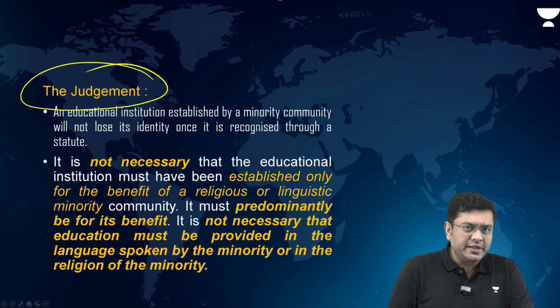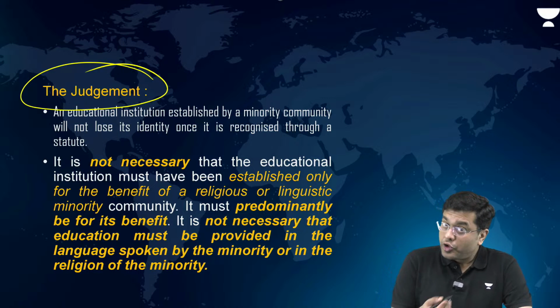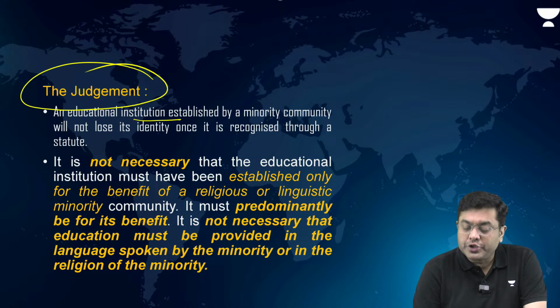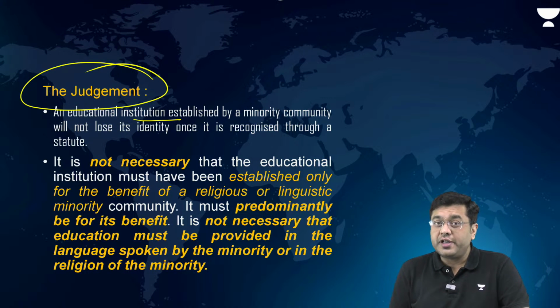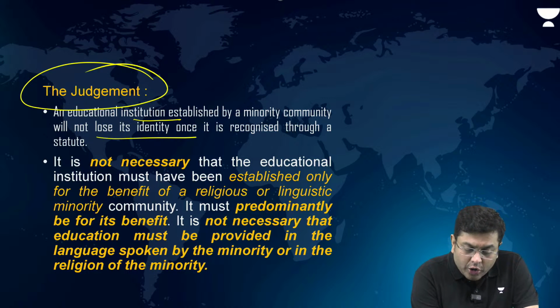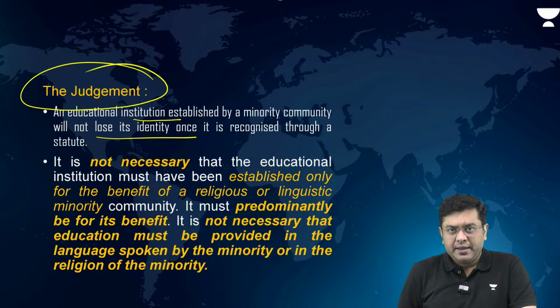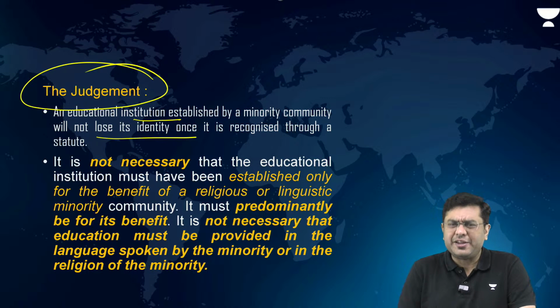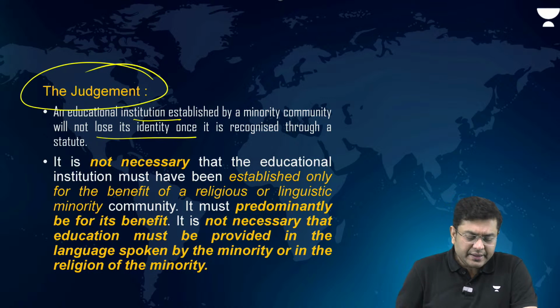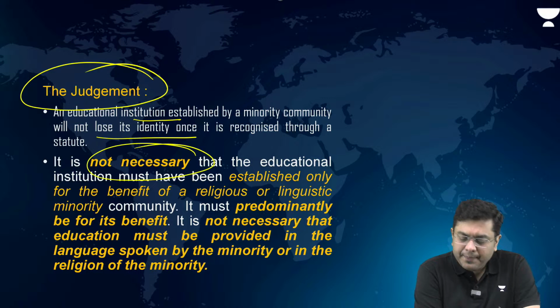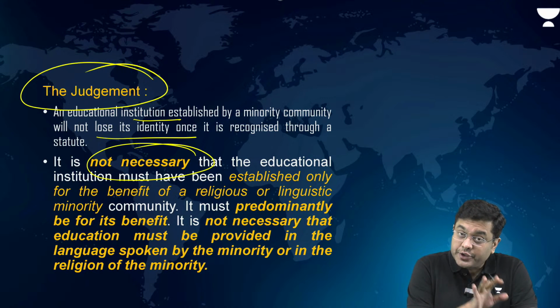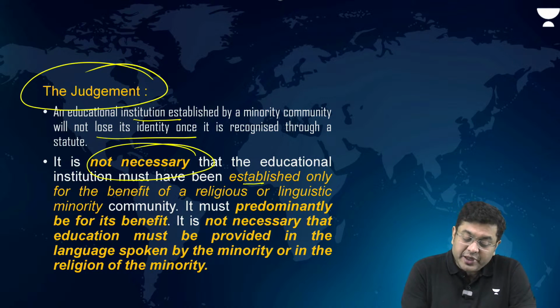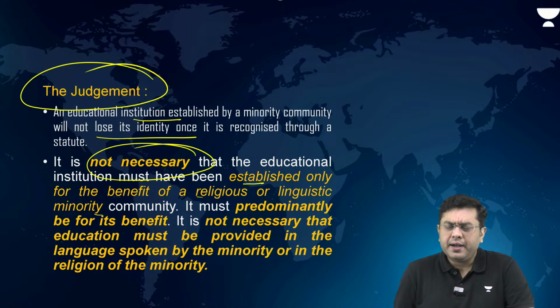Now coming to the judgment. The judgment talked about the fact that an educational institution established by a minority community will not lose its identity once it is recognized through a statute of law. Statute means law, right? So it is not necessary that the educational institution must have been established only for the benefit of the religious or linguistic minority, right?